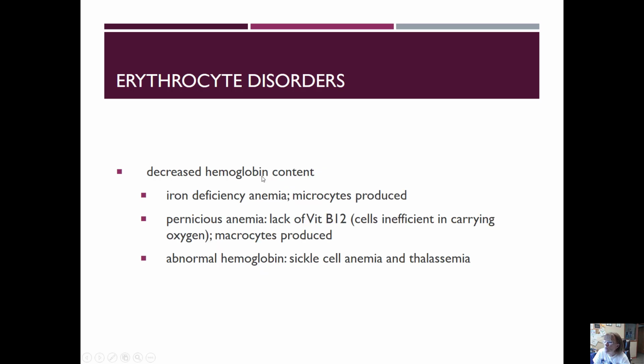If you don't have enough hemoglobin, that's also going to result in anemia. So with iron deficiency anemia, we get the microcytes, we get reticulocytes being produced. Pernicious anemia is a lack of vitamin B12 along the way in producing adequate structure of the erythrocytes. And again, there's abnormal hemoglobin, either genetically because you have sickle cell anemia or thalassemia.